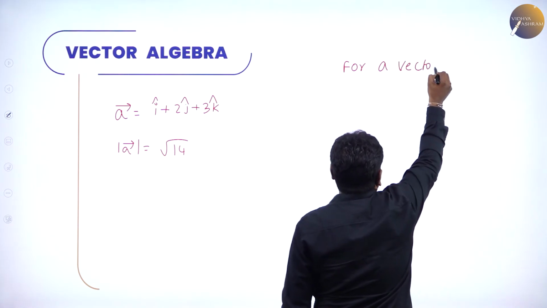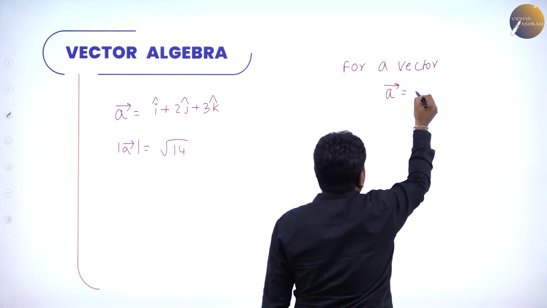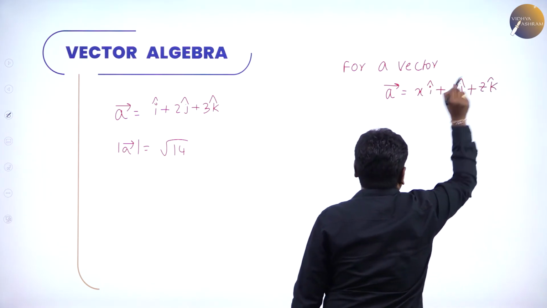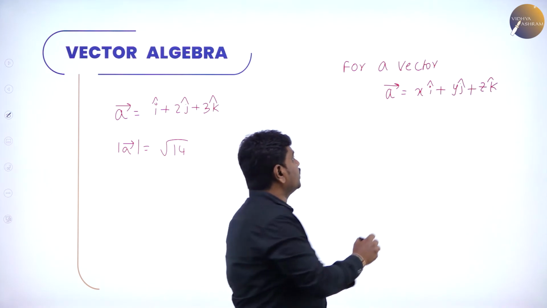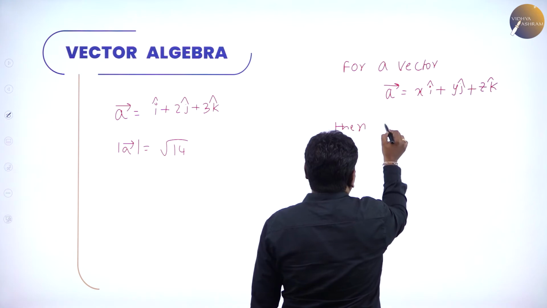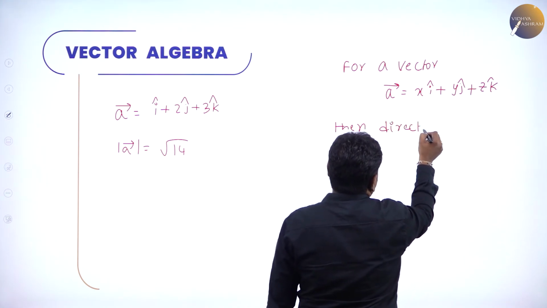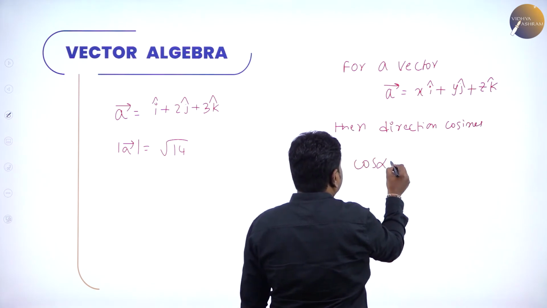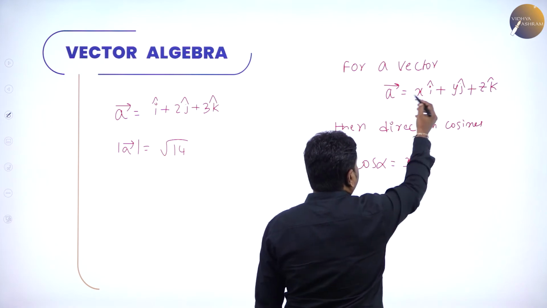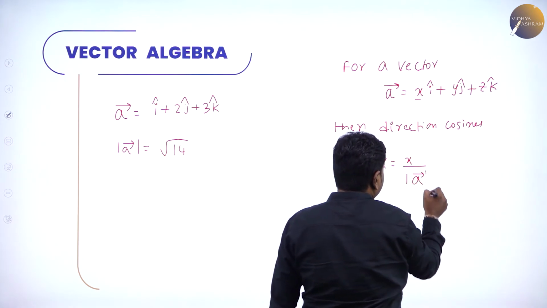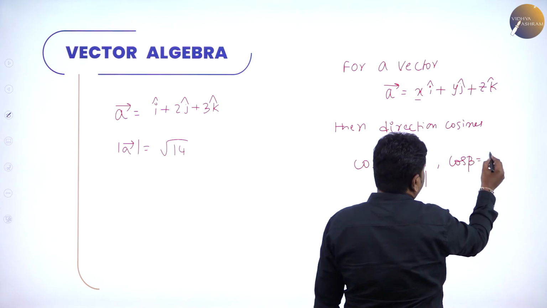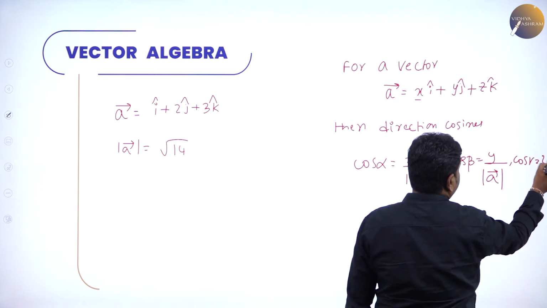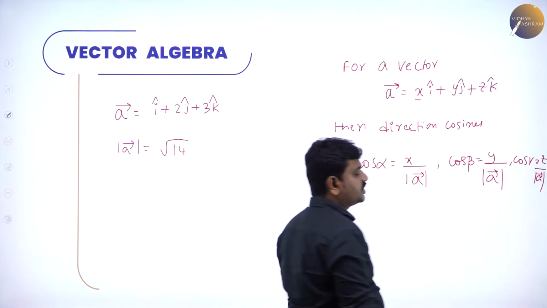So dear students, for a vector of the form, say vector A is equal to x i cap plus y j cap plus z k cap, the direction cosines, we call them cos alpha, cos beta, cos gamma. Cos alpha is the coefficient of i, x, divided by the magnitude of vector A. Cos beta, y by magnitude. Cos gamma, z by magnitude. These are the direction cosines.